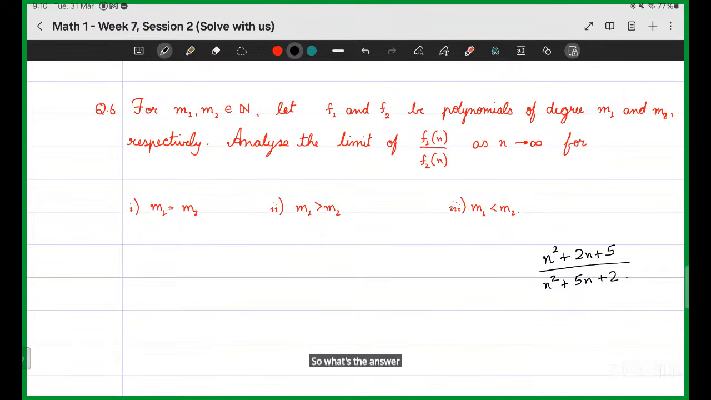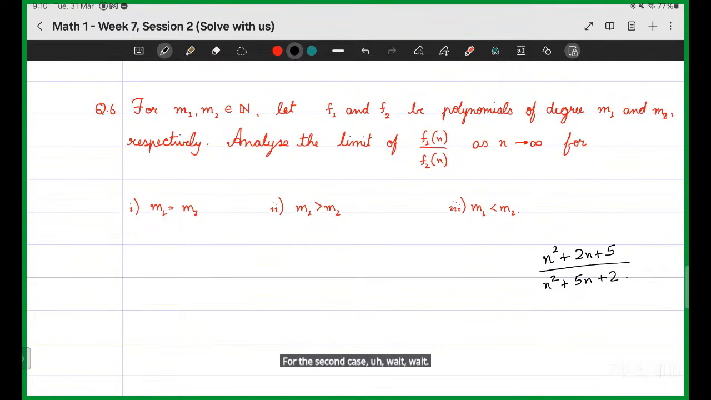So what's the answer? Sir, for the equal case, if m1 is equal to m2, then the limit will be the ratio of the coefficients of f1 and f2. Yeah, the leading coefficient, the first coefficient. Yes, sir. And for the second case, it would be just the coefficient of the upper one, the numerator one.